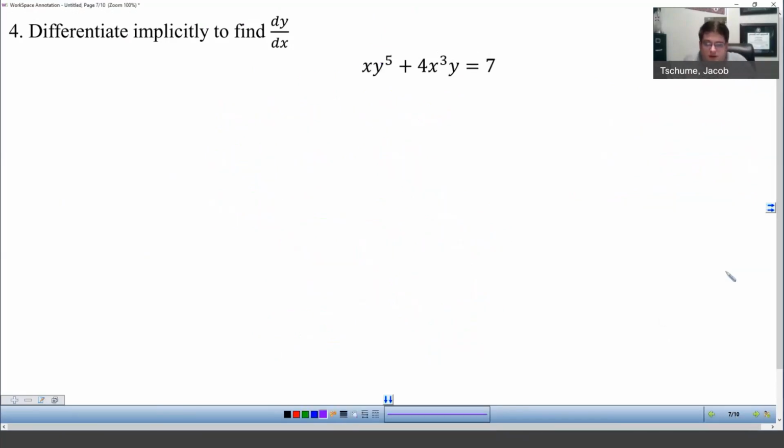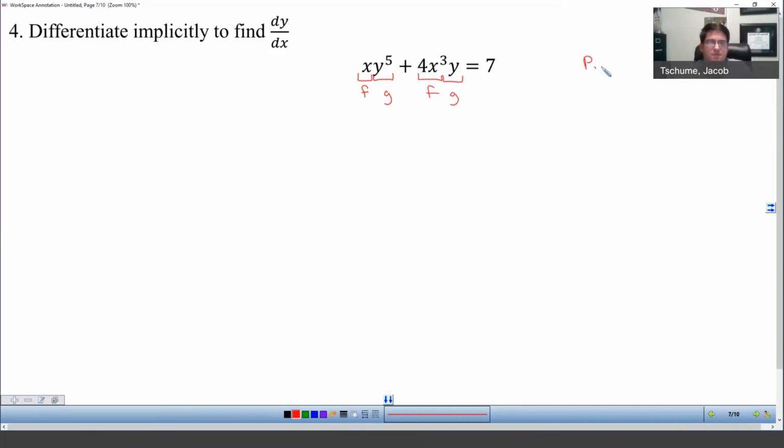Let's do another one. All right, so number 4, find the implicit derivative, or find dy dx implicitly, of x times y to the 5th plus 4x cubed y is equal to 7. Now, in this example, you're going to notice two things. Number 1, as we've talked about, this x times y to the 5th are being multiplied, so you will have to do the product rule, not only here, but you'll have to also do the product rule on the second term, because that's a 4x cubed times y. So both of these separately have to be done with the product rule.